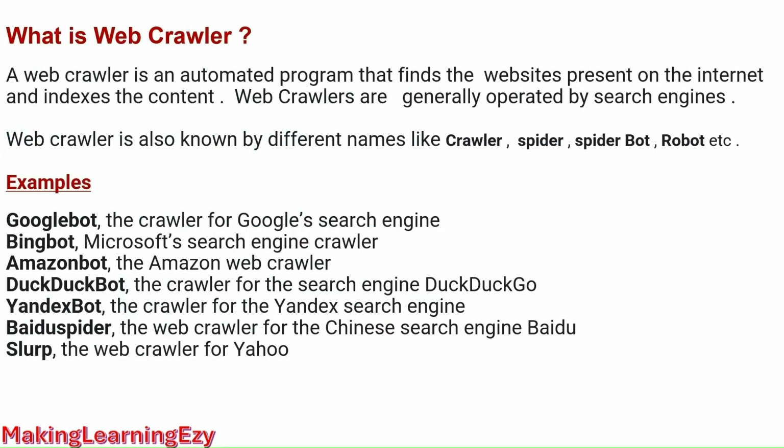First, what is a web crawler? A web crawler is an automated program that finds the websites present on the internet and indexes the content. Web crawlers are generally operated by search engines. Web crawlers are known by different names like crawler, spider, spider bot, robot.